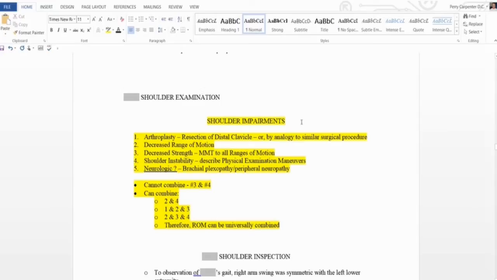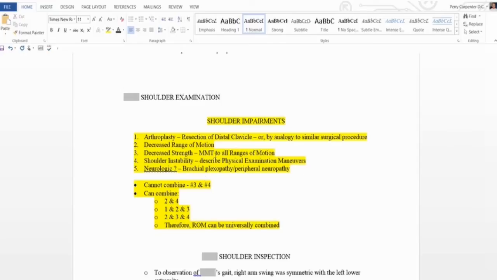No, the first principle of the most successful evaluators is to know the impairments and then to evaluate and examine for the impairments. So with regards to the shoulder and under the strict application of the AMA Guides, here are some of the shoulder impairments. And you have those listed here at the top of the template to sort of guide the physical examination. So surgical procedures such as arthroscopy and resection of the distal clavicle, that's one of the shoulder impairments. If so, you would want to examine for that. Decreased range of motion is one of the impairments. We have physical examination procedures to evaluate for that. Decreased strength, in other words, manual muscle testing to all ranges of motion, we're going to look at that. Shoulder instability is one of the impairments of the shoulder. We have physical examination maneuvers to evaluate for that.